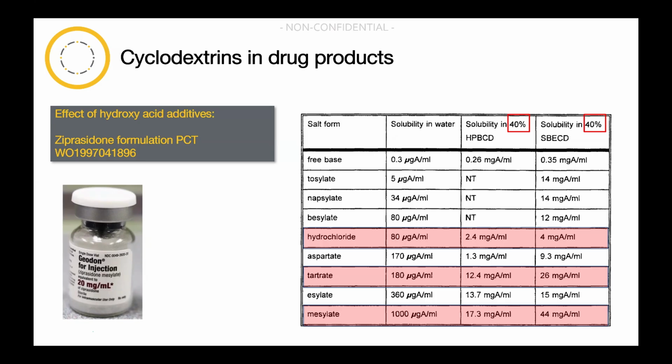And after, they chose two cyclodextrins, of course, HP-beta and SBCD, and you can see that between those with the salts, sulfobutyl in 40% with mesylate salt was the best, 44 milligram per milliliter, and if you compare it to the free base in water without cyclodextrin, it's 0.3 microgram per milliliter, so it's again a thousand-fold or 10,000-fold increase in solubility.